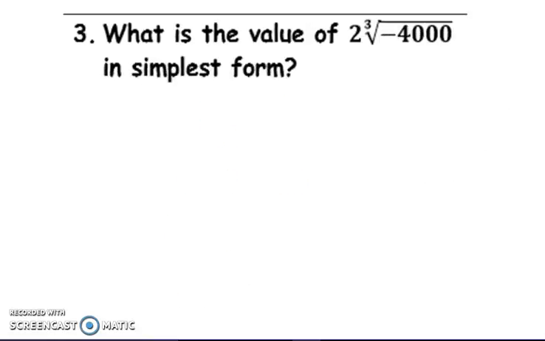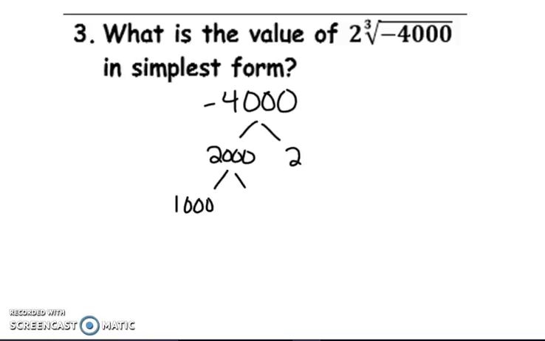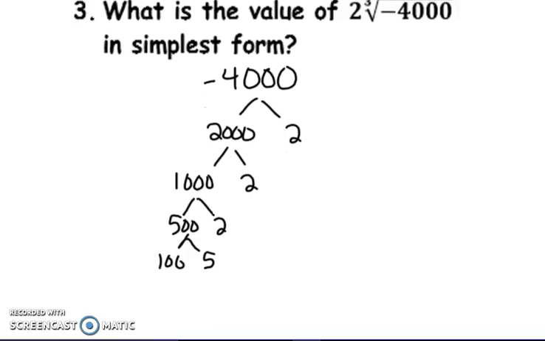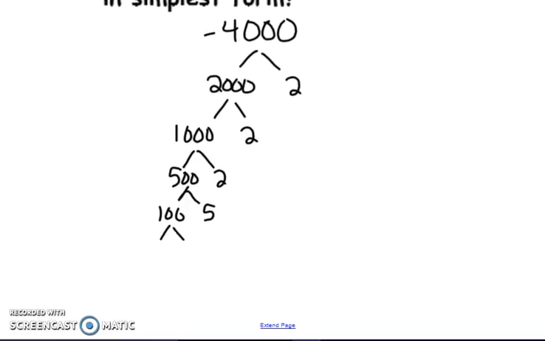Now, we want to know what is the value of 2 times the cube root of negative 4,000 in simplest form. To start, I'm not even going to worry about the 2. I'm going to start with my negative 4,000. If I break it down, we have 2 and 2,000. I'm not looking at the negative quite yet. I have 2 and 1,000, 2 and 500, 5 and 100, 10 and 10, which gives me 5 and 2, and 5 and 2.